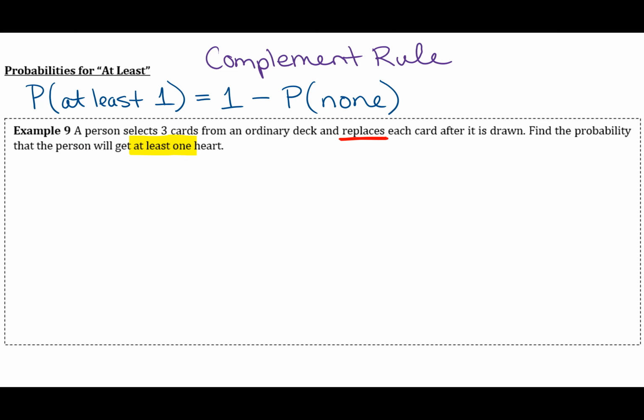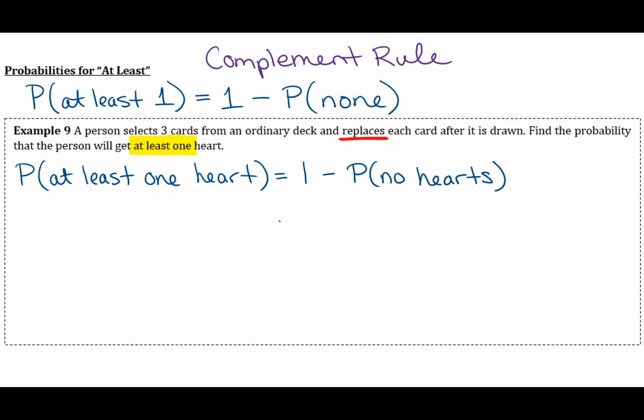Okay, a person selects 3 cards from an ordinary deck and replaces each card after it is drawn. Find the probability that the person will get at least 1 heart. Well, the probability of at least 1 heart is equal to 1 minus the probability that you get no hearts. So what's the probability that you get no hearts? Well, there's 39 over 52 times what?